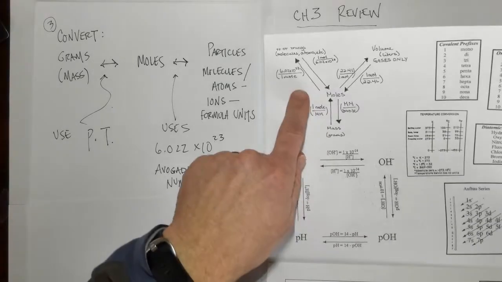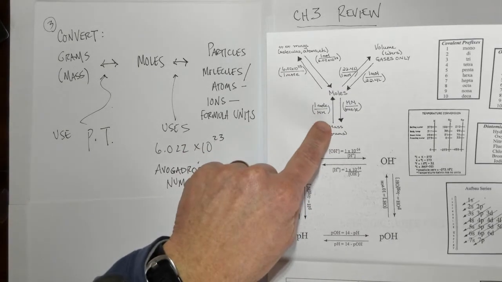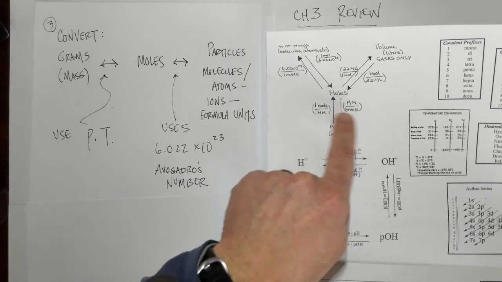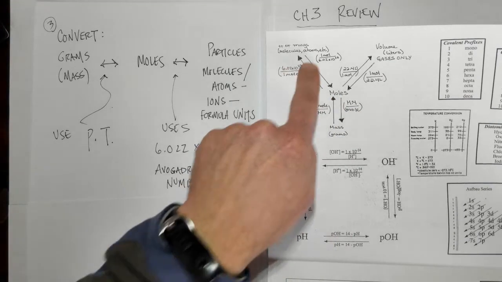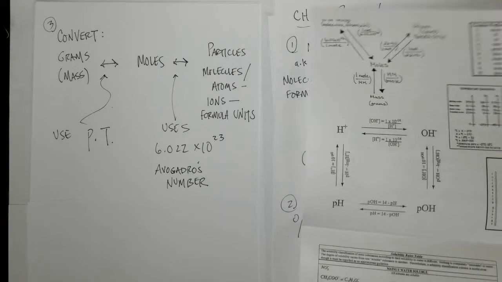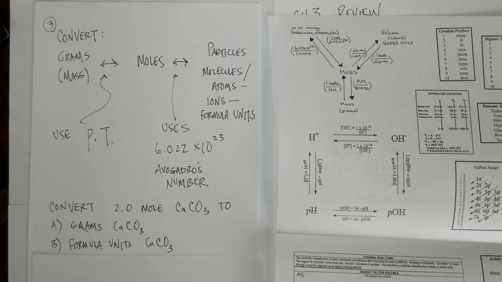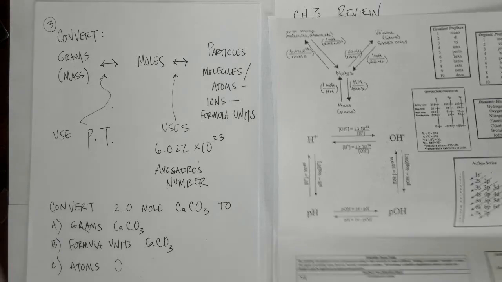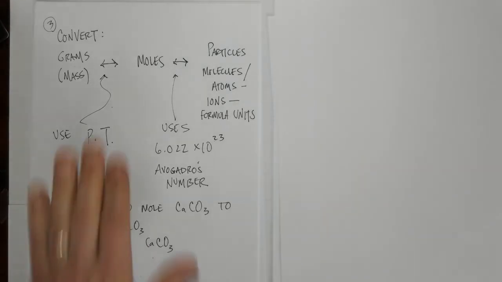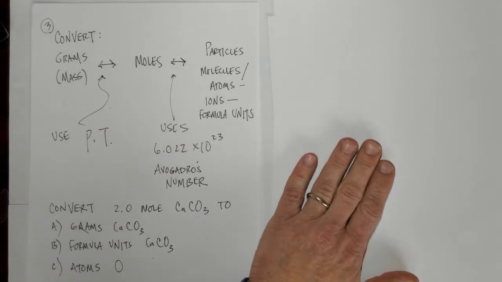Right here is the little diagram that you have on your periodic table, and it gives you arrows and what you should multiply by and divide by for each one of the items. Let's do one quick one. Let's convert 2 moles of calcium carbonate to grams of calcium carbonate, then formula units of calcium carbonate, and then lastly to atoms of oxygen. I'll keep that up here on this side, and I'll do the work over here.